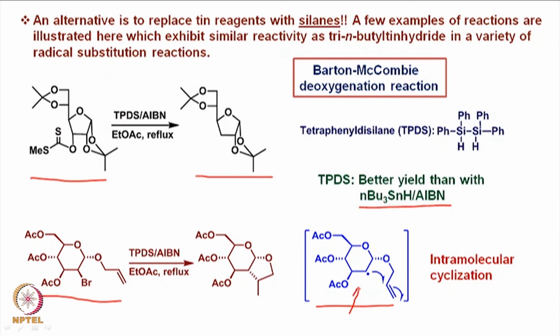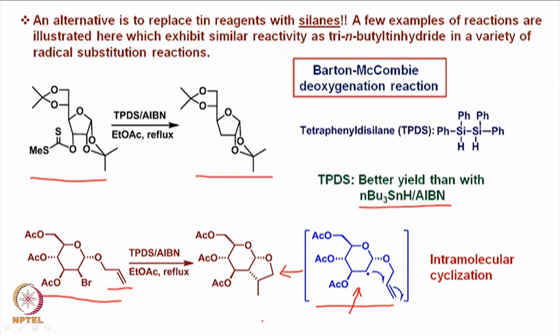If this double bond was not present, then of course this radical would have taken hydrogen and then we could have got the correspondingly reduced product. However, since there is a properly oriented double bond present in the molecule, this radical undergoes intramolecular cyclization to form this type of bicyclic molecule.